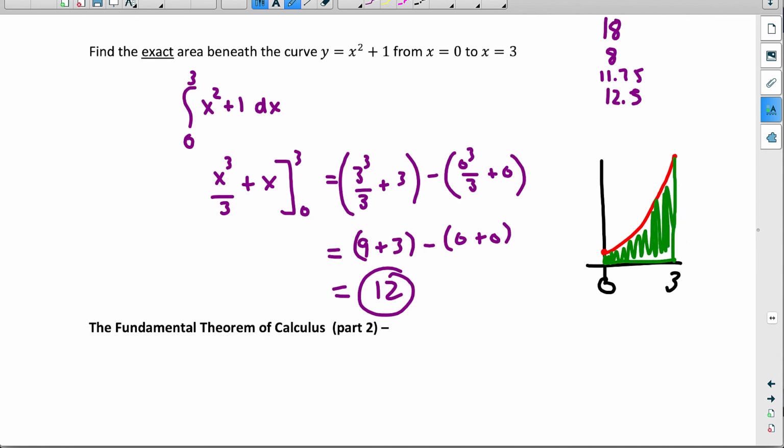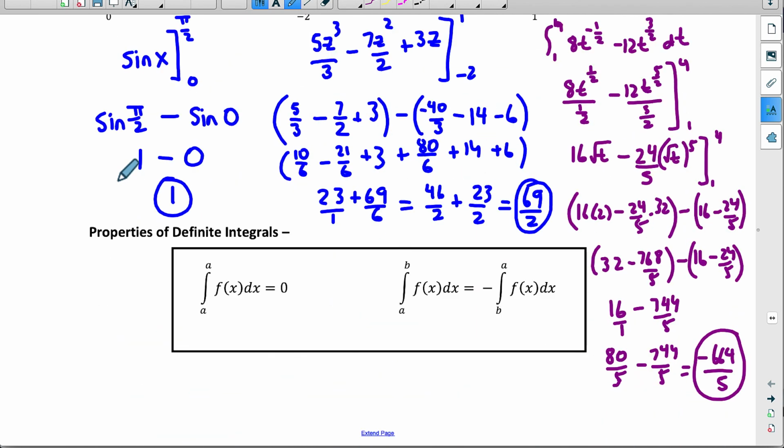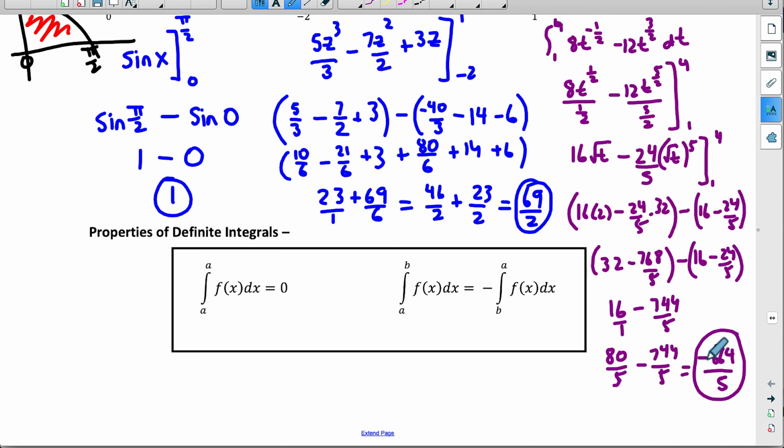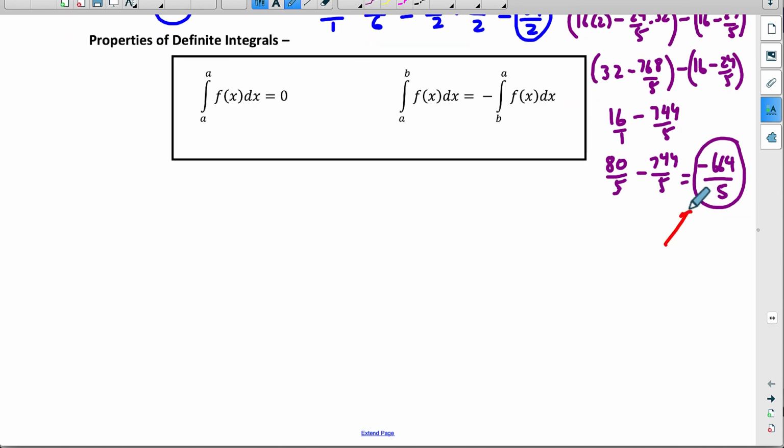If we did that in this question, we'd have a cosine graph, which would look something like this, where here's 0 and here's pi over 2, and we found that this area here is equal to 1. But what about in this last question, where we end up with a negative number? What would that mean? Negative area means that the curve is below the x-axis. We've now got the area between the curve and the x-axis.